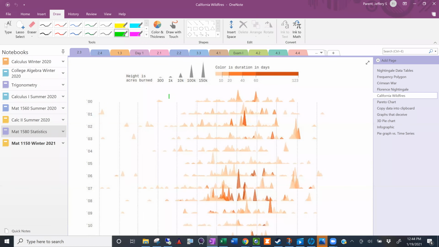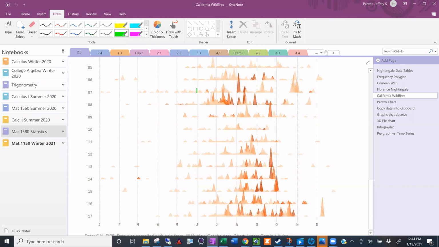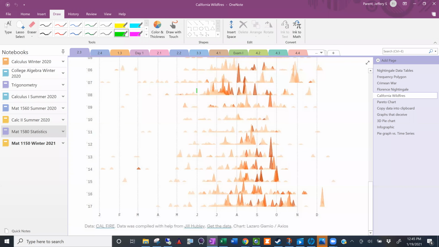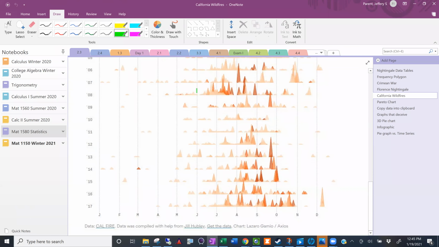And the other nice thing about that is you can see trends in terms of time. So as time goes on, you can see if there's any trends. Now for me, I can see a couple things that catch my attention, but does anything catch your attention?